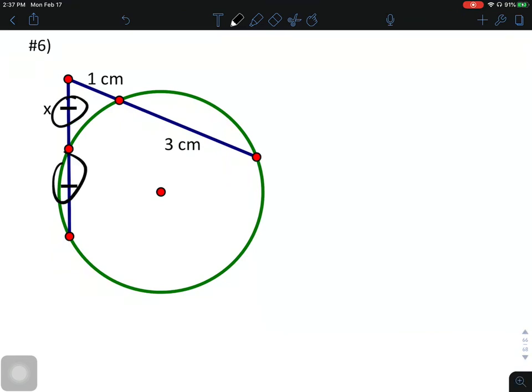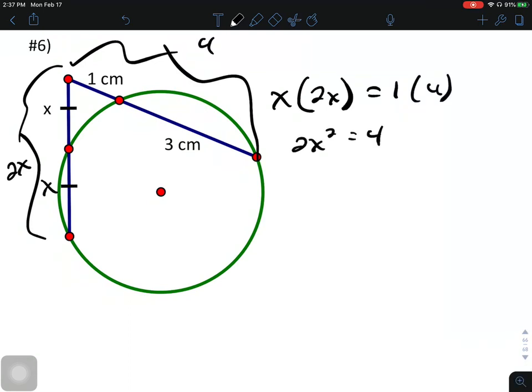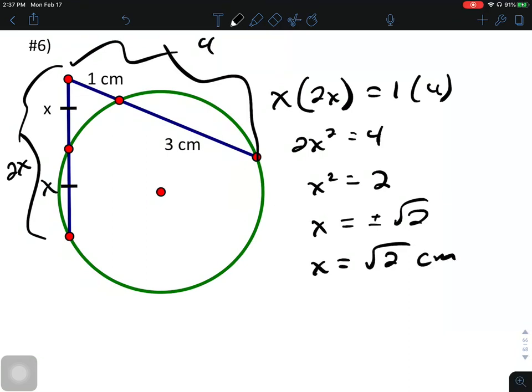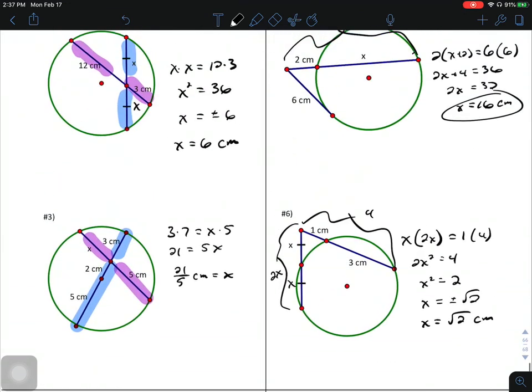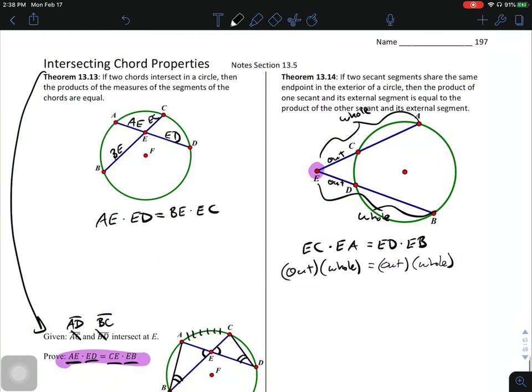Let's see, these are both the same. They got one dash, so these are x. That means the whole is x plus x, which is 2x. So we got out times the whole equals out times the whole. That's 2x squared equals 4, which makes x squared 2, which makes x plus or minus the square root of 2. This is the length of a segment, which is positive. The units we're using is centimeters. That concludes the notes for this section and the chapter. Please do the homework 13.5.